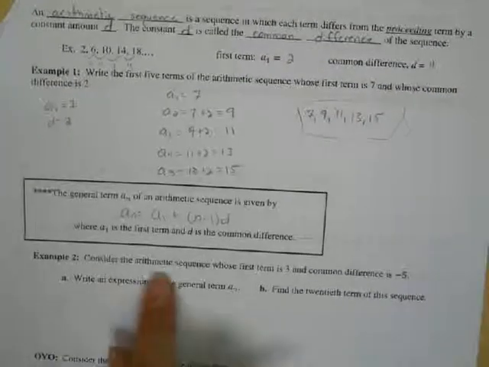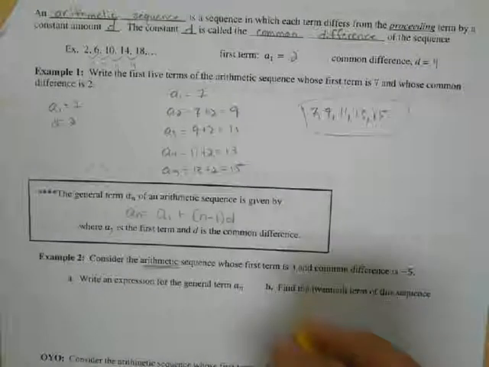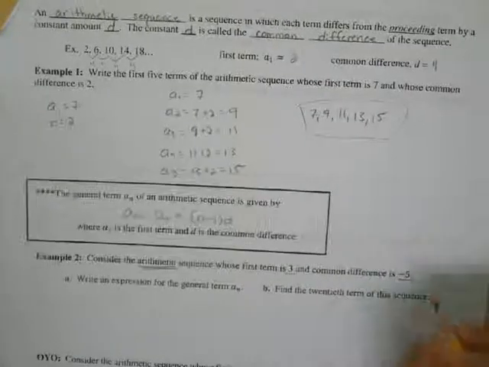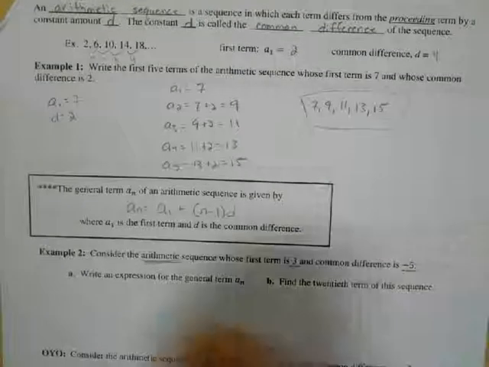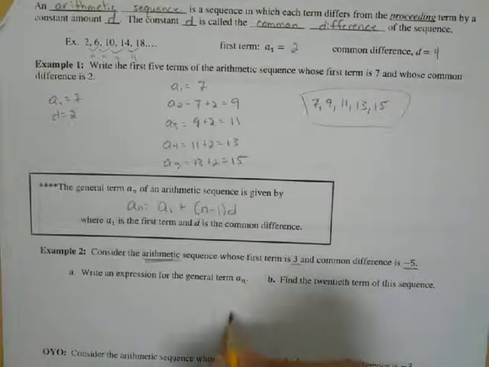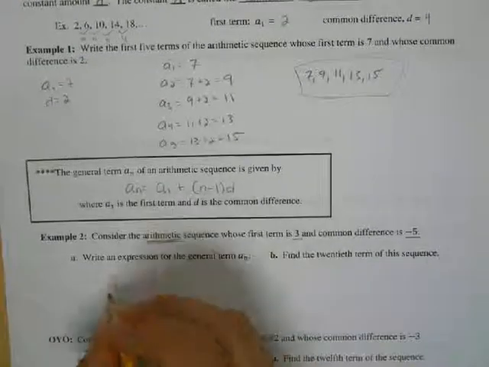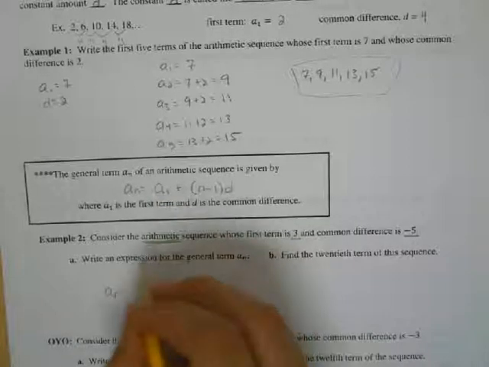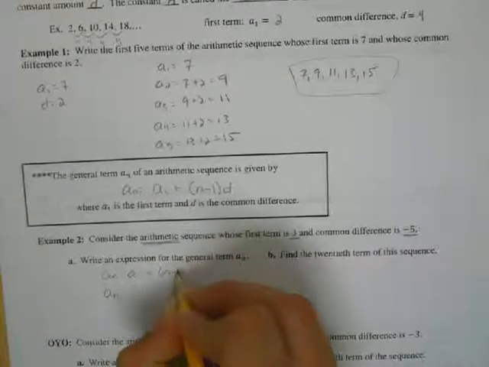Consider the arithmetic sequence. They tell you it's arithmetic, that's important, whose first term is 3 and common difference is negative 5. Okay, it can be a negative common difference. So, write an expression for the general term a sub n. Well, we're just going to plug it in. Since it's arithmetic, a sub n is going to be a sub 1. Let me write this here for you.